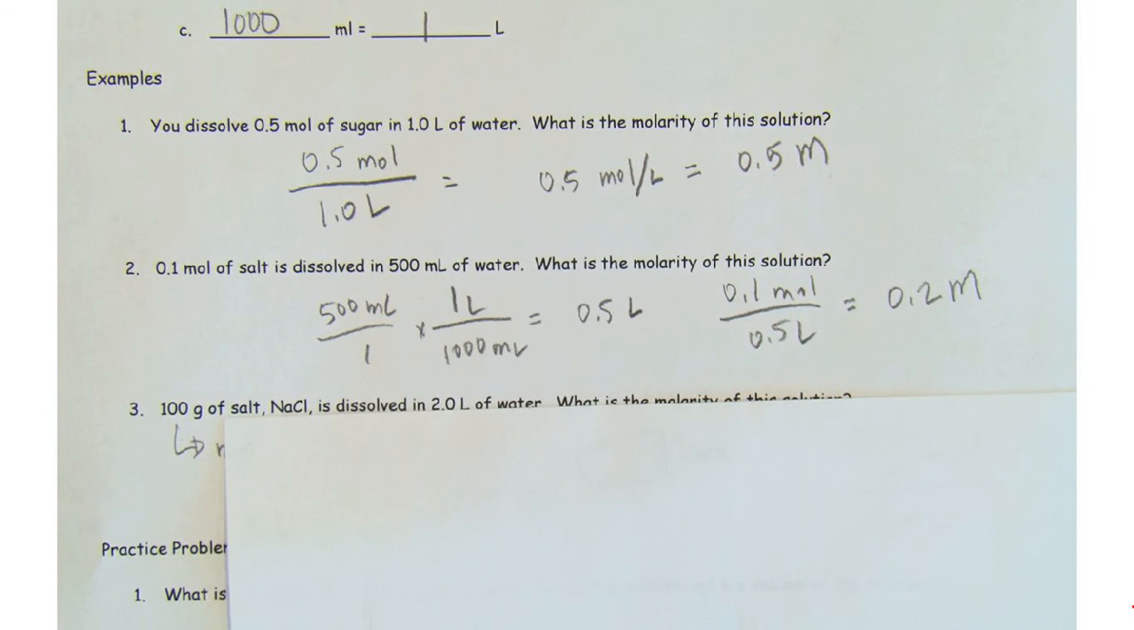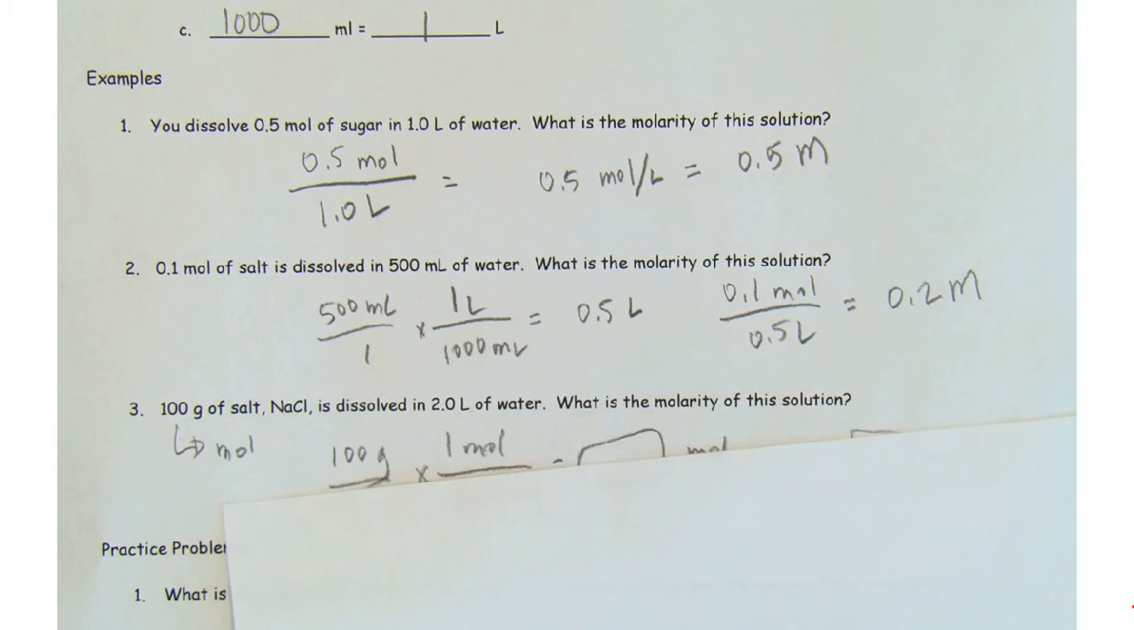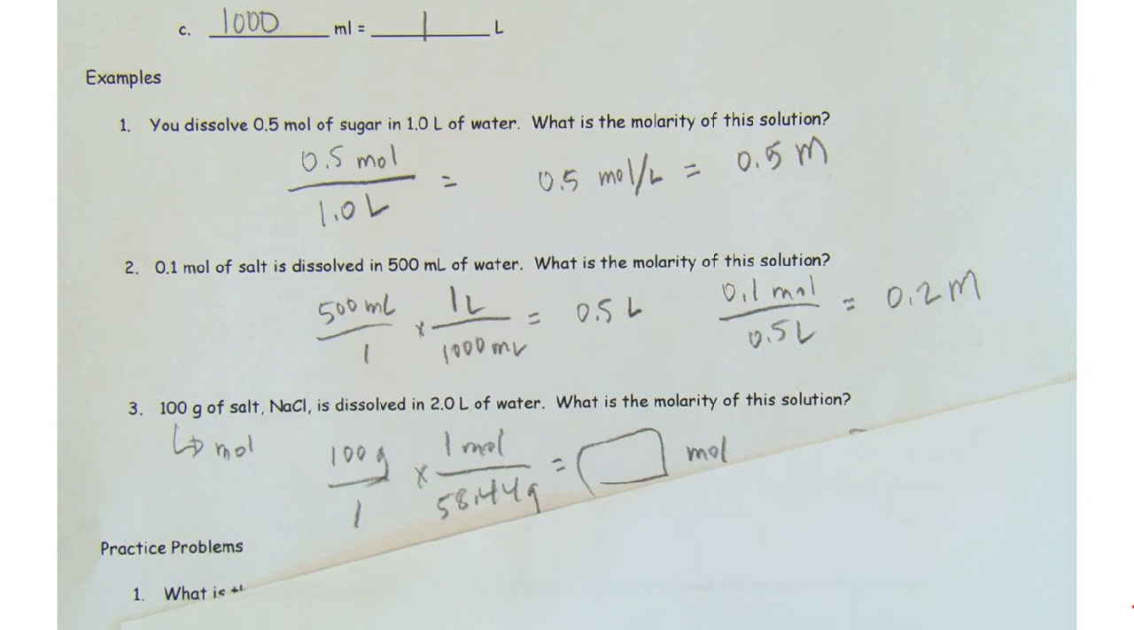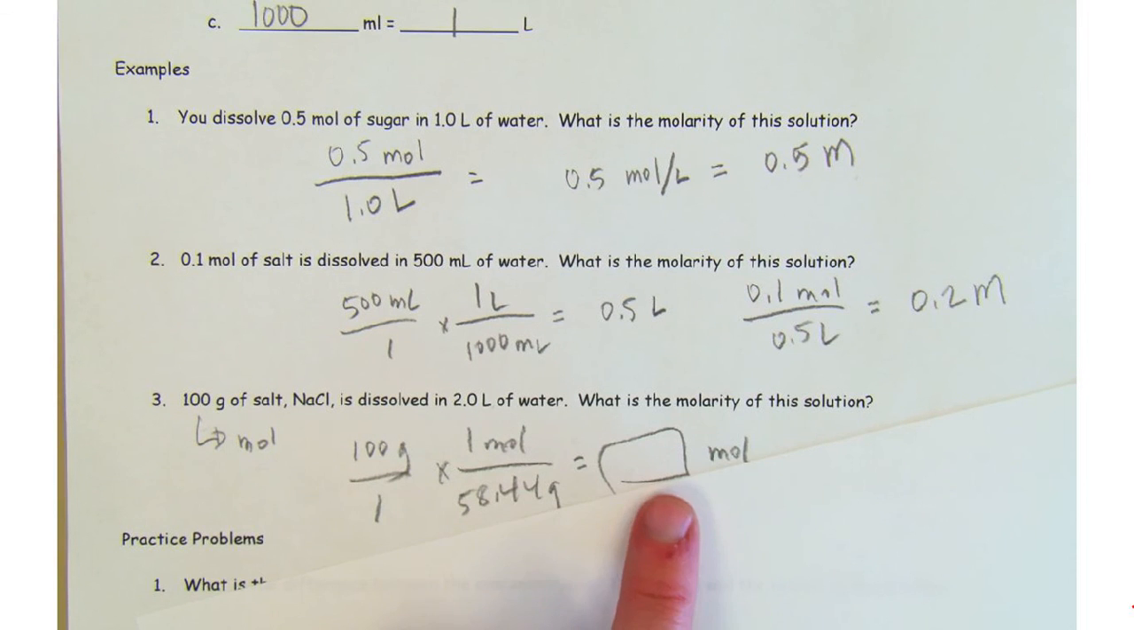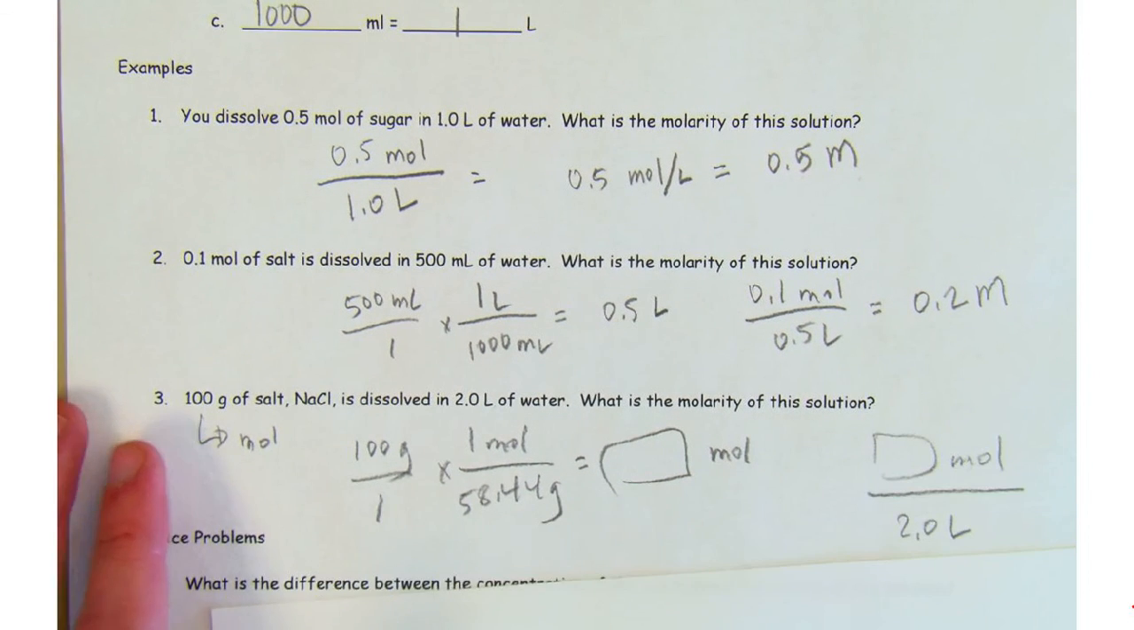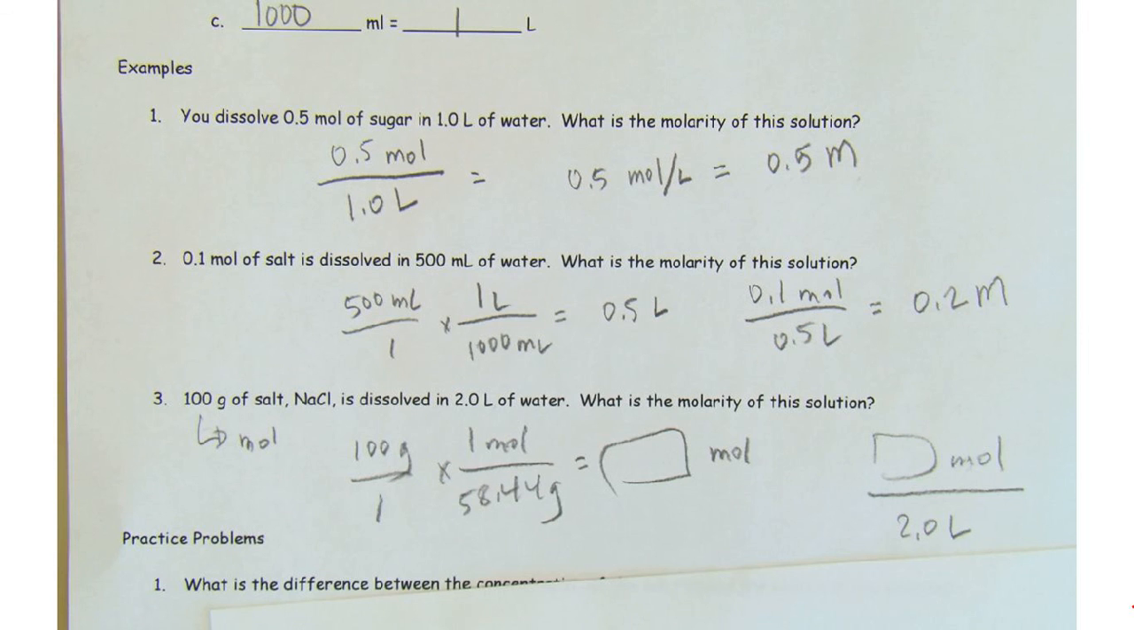Last question. 100 grams of salt is dissolved in 2.0 liters of water. Did you catch the trick? Instead of moles of solute, I gave you the grams. So you need to convert 100 grams of salt to moles of salt. So I show that here, and you'll get some answer. I'm not going to tell you what it is. You have to punch it in your calculator. And then you're ready to plug in and find the molarity.